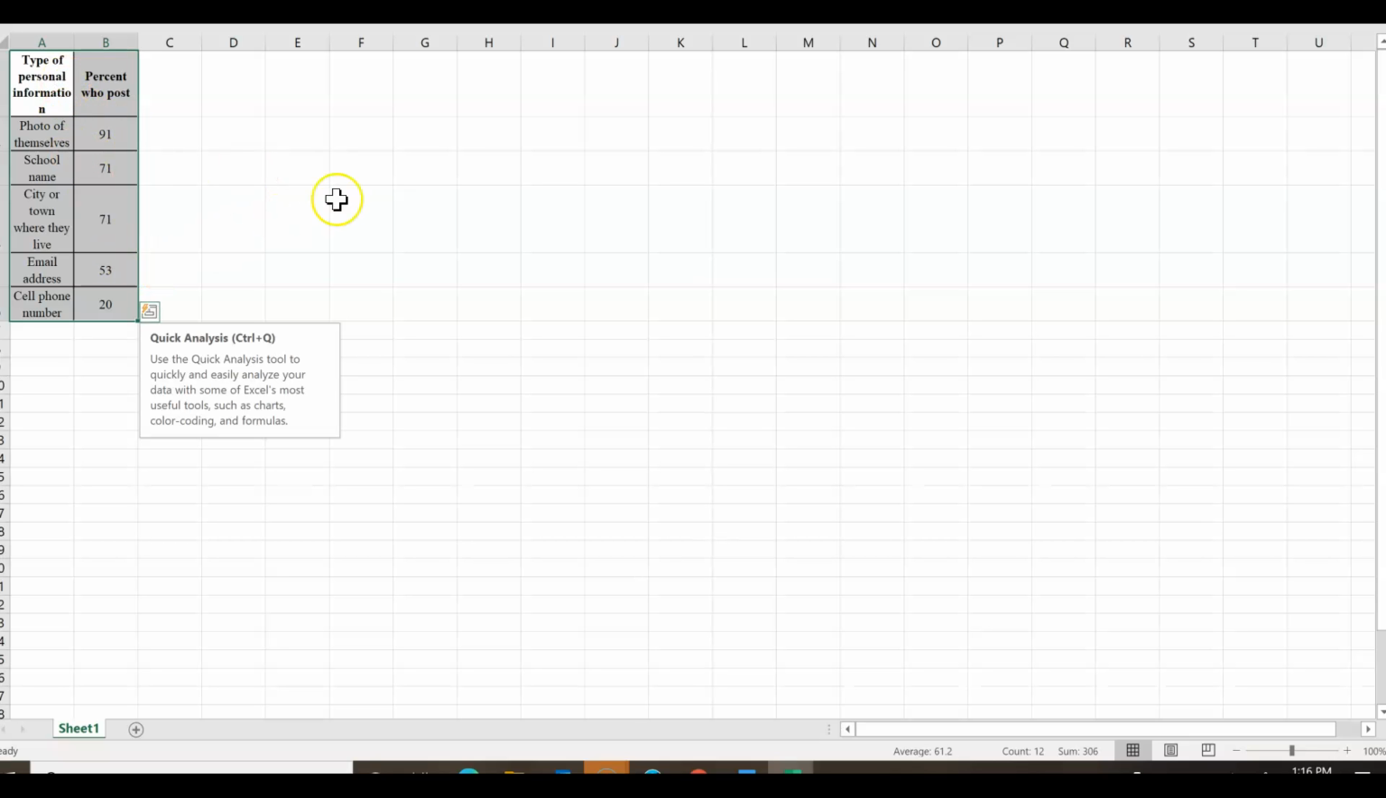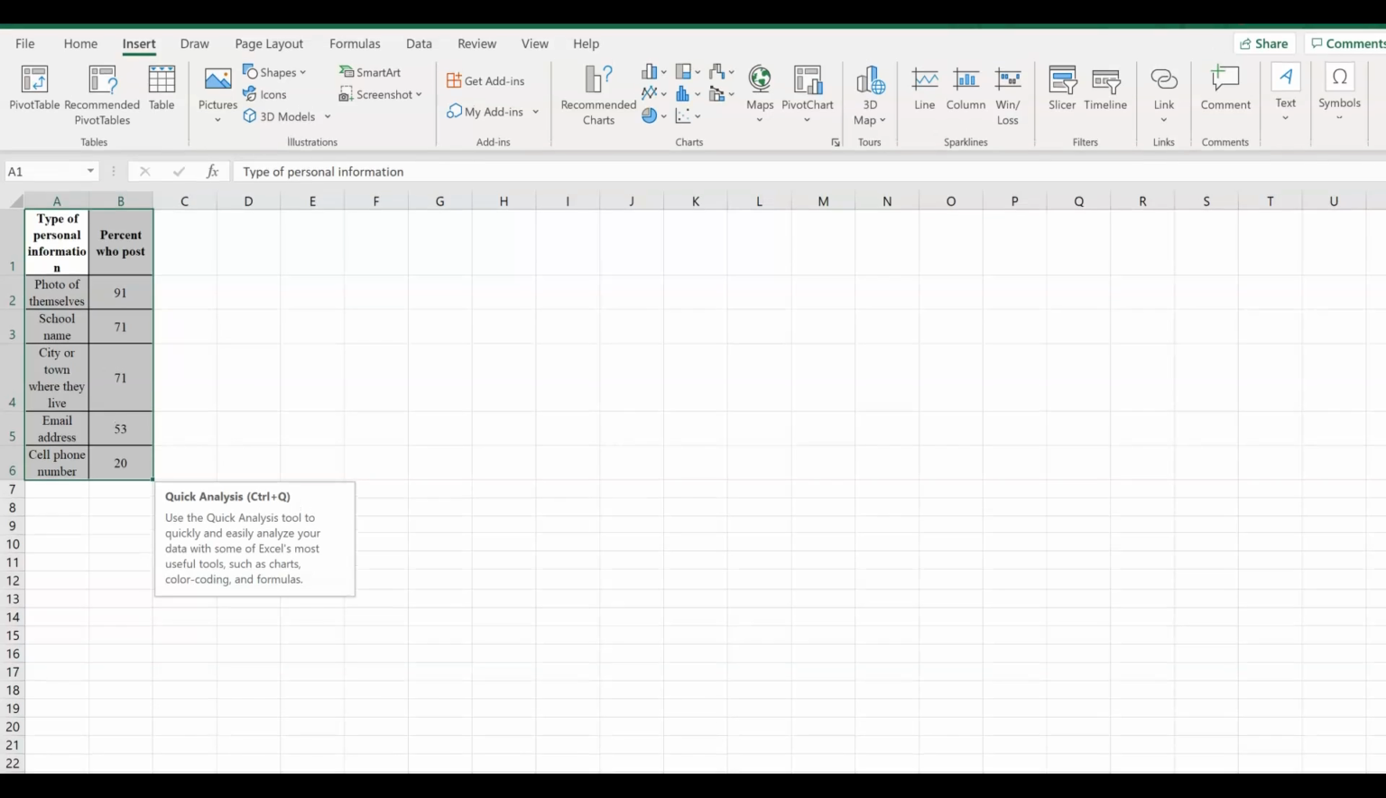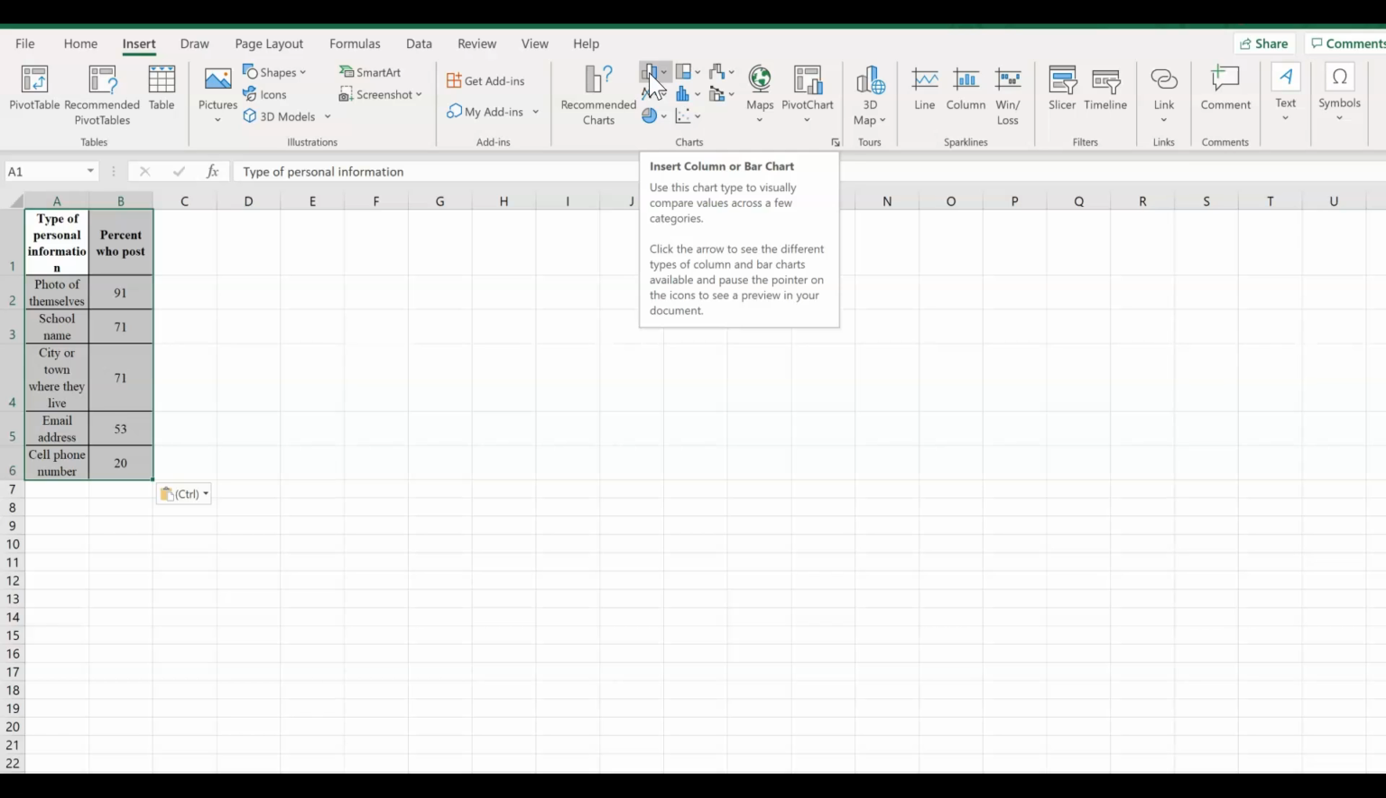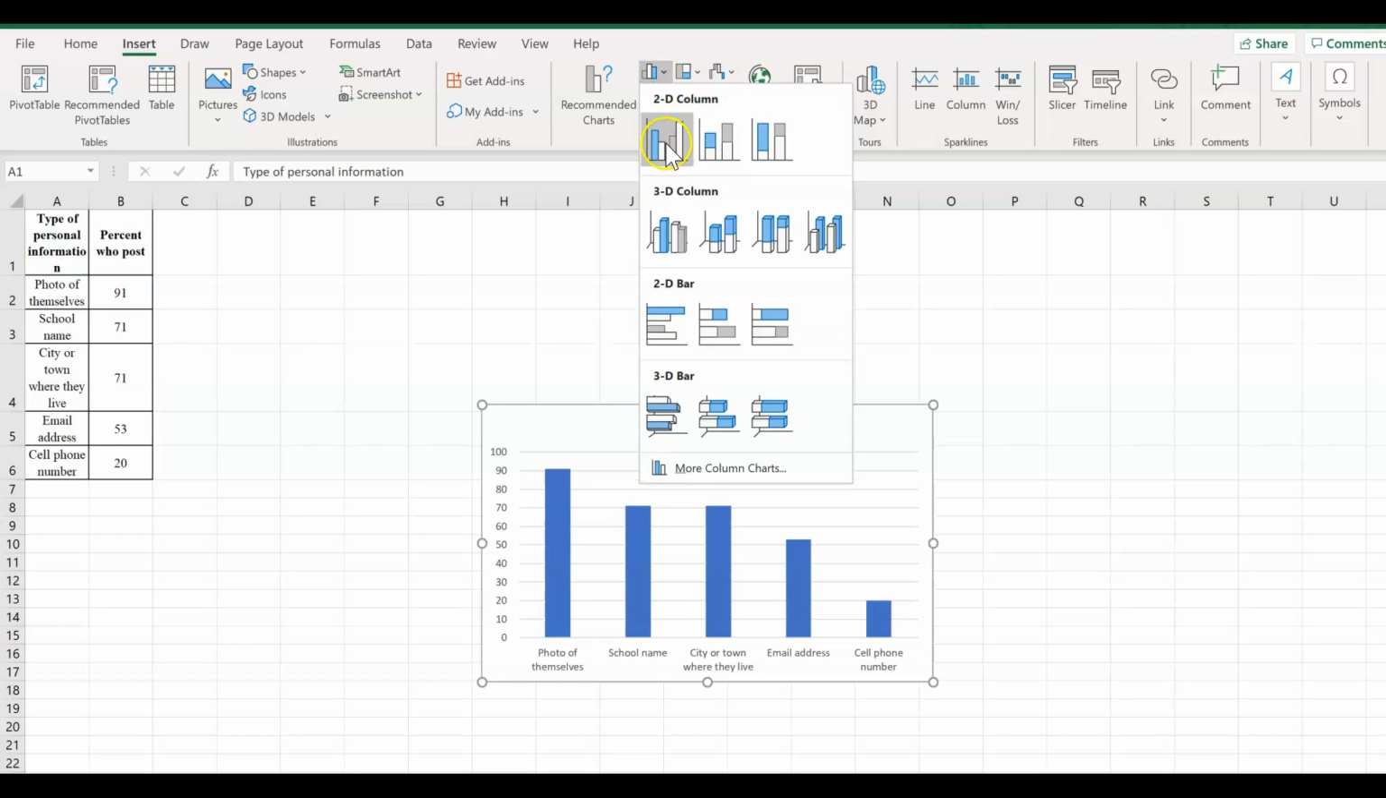So I just highlight the table. I'll show you how easy this really is. And up at the top here, you're going to see a tab that says Insert. That's the one I want to get. So I want to make sure my table's highlighted. I go to the Insert tab, and then I just find the bar graph right here. I click on it and just tell it what kind of bar graph I want.